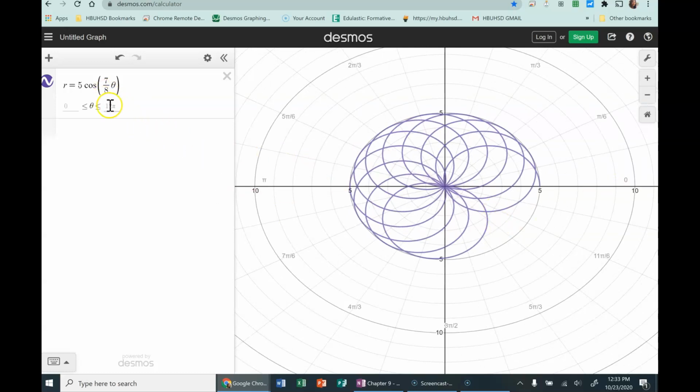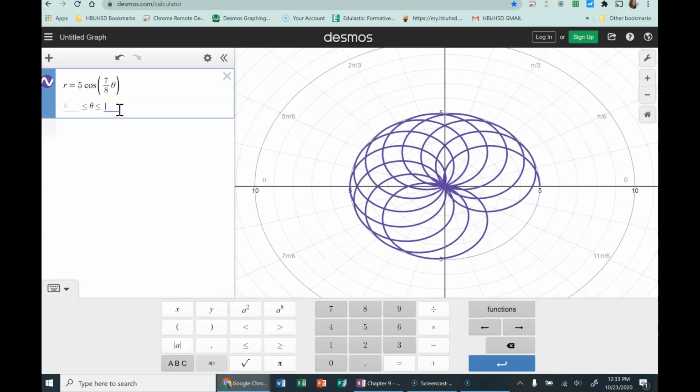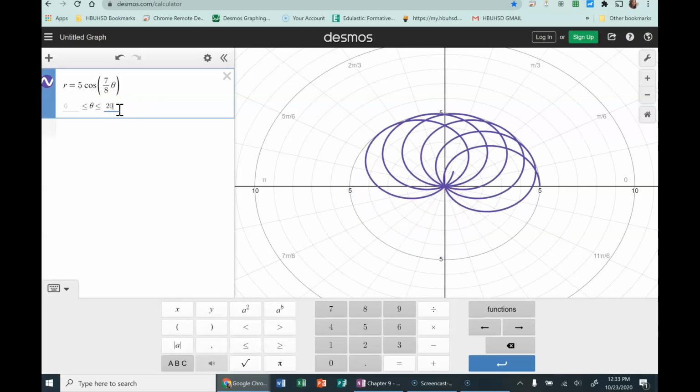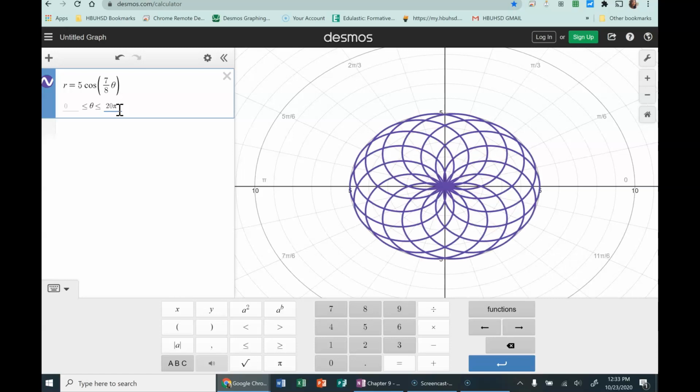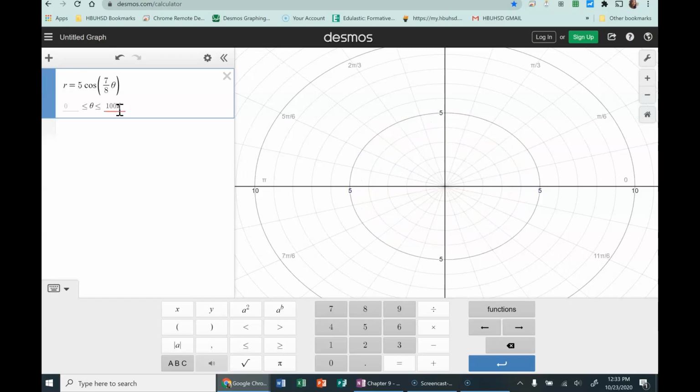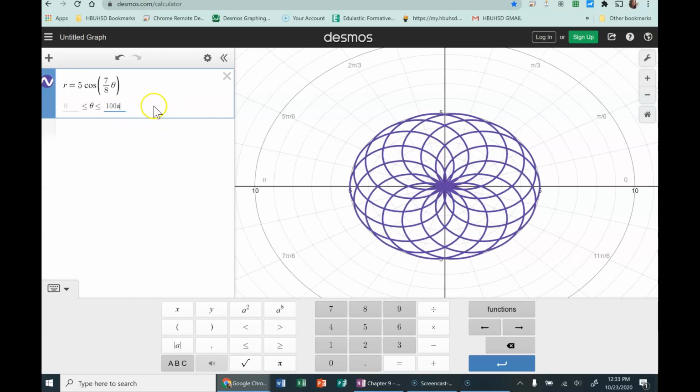So how about if we go to 14 pi or 20 pi? Okay, there you go. So the more revolutions that you graph, the more lines or the more drawing that's going to be. What if I go 100 pi? Okay. So again, get to the point where it does a complete cycle. So that looks cool. Let's try out the shapes.